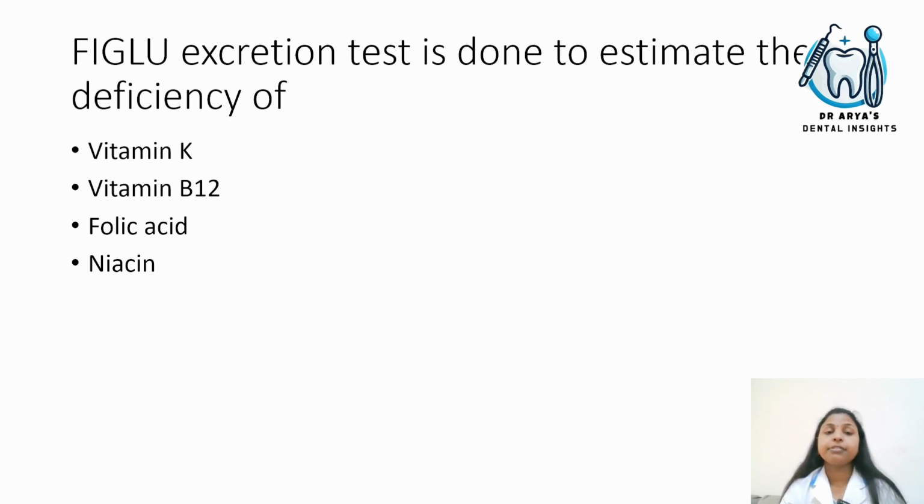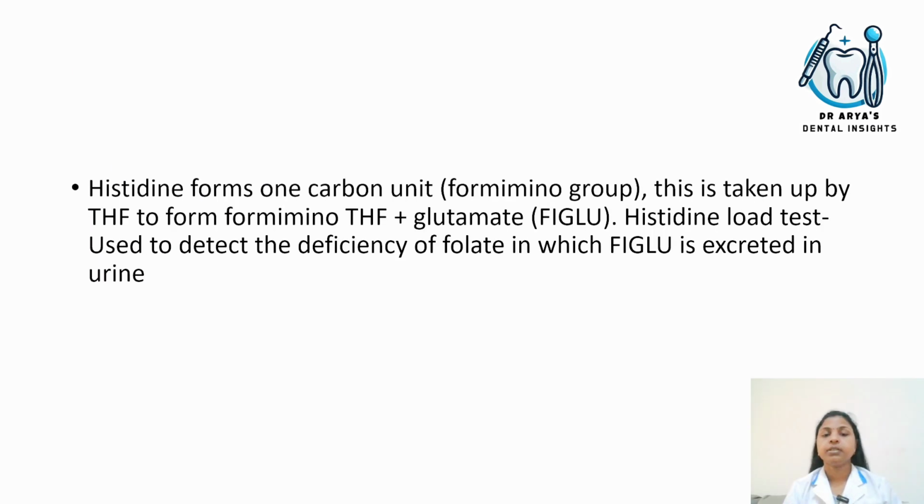So next question, FIGLU excretion test is done to estimate the deficiency of vitamin K, vitamin B12, folic acid and niacin. So histidine forms a one carbon unit, that is formimino group, and this is taken up by tetrahydrofolate to form formimino tetrahydrofolate and glutamate, that is known as FIGLU. It is FIGLU.